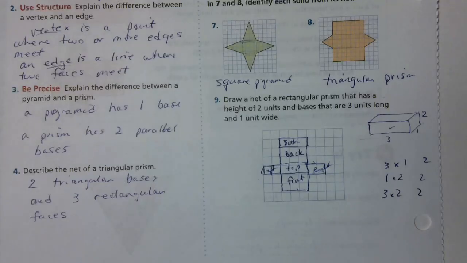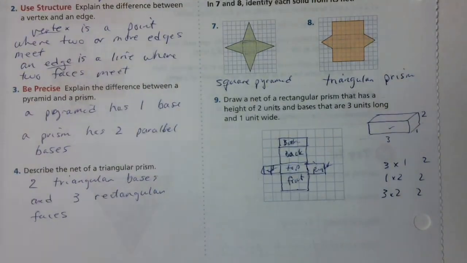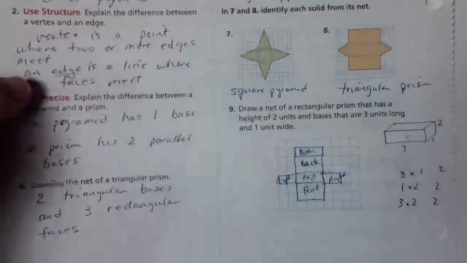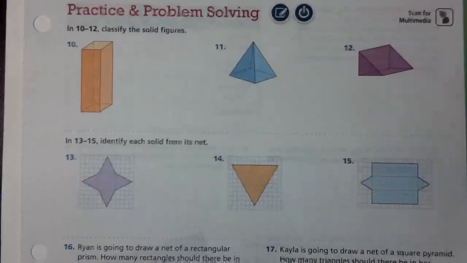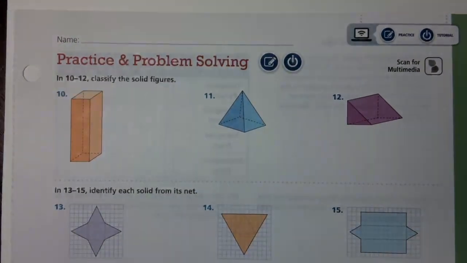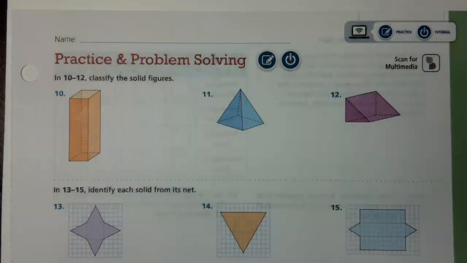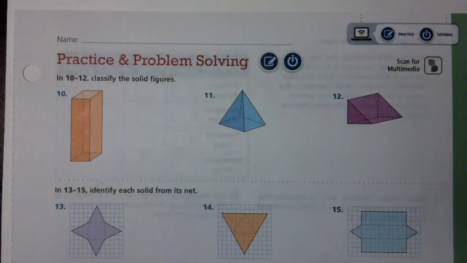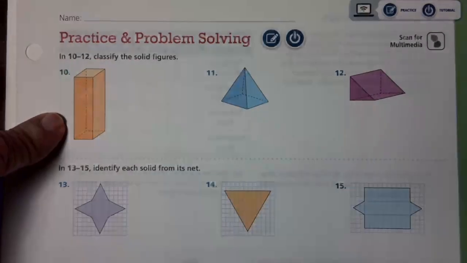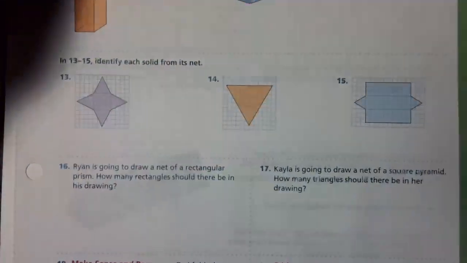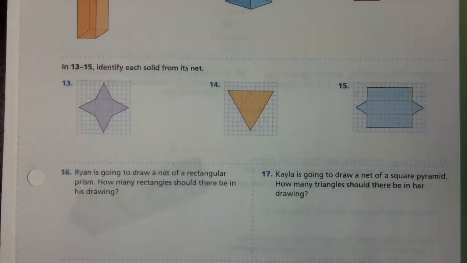Okay, some of you will absolutely love this lesson because you're going to like the drawing and the spatial reasoning of this. All right, what are you going to do on practice and problem solving? Well, we're going to name them, identify, so we're going to name them by looking at the 3D. We're going to identify them from looking at the net, and then we're going to work with them.